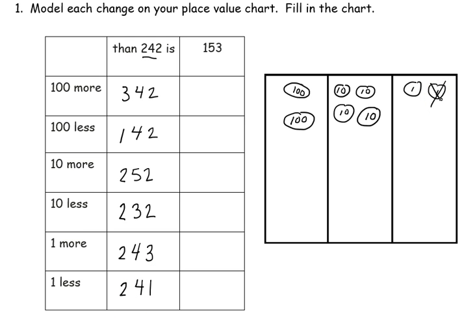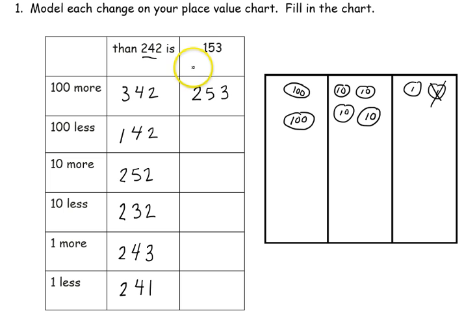If I look at the next column, I will do the same thing with 153 as my starting point. I'm going to do this one without using the place value chart. If I take 100 more than 153, that means I'm going to add 1 more to my hundreds place. That would give me 2 disks in my hundreds place, 5 tens, and 3 ones. So 100 more than 153 is 253.